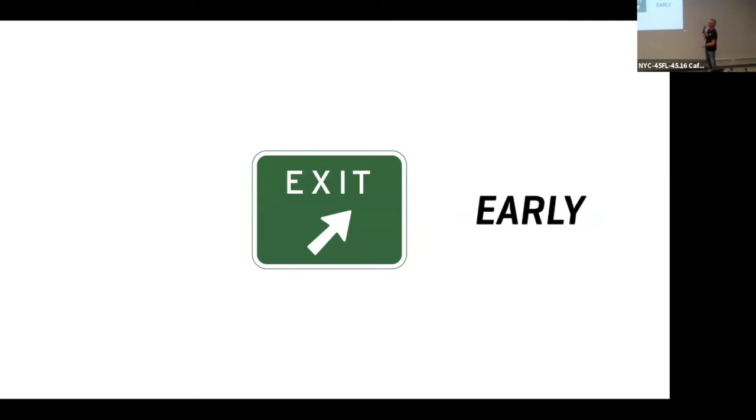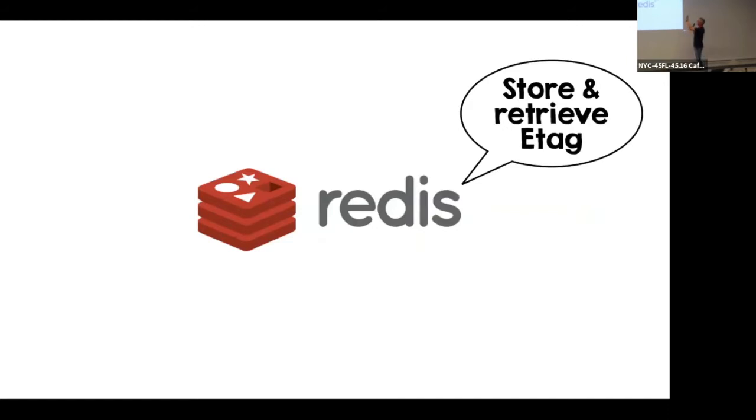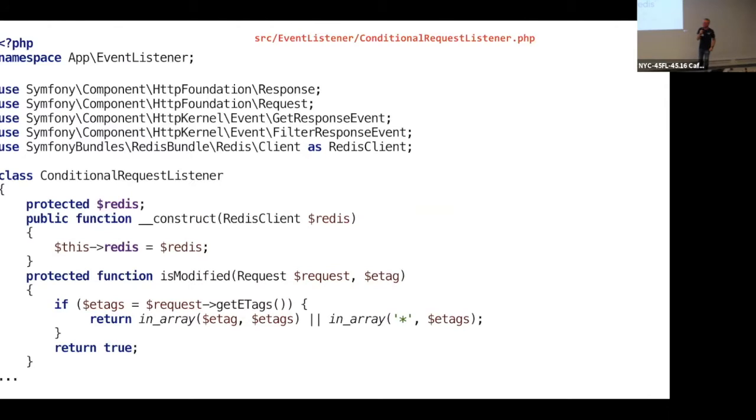In my example application, I store my e-tags in Redis. And I just have a listener. So that's what I mean with non-intrusive code. I just have a listener that takes Redis as a dependency and that has an isModified method, which just recycles some Symfony router logic that takes your request and gets the e-tags from it, meaning it looks at an If-None-Match header and then decides: has it changed or has it not changed? So isModified is true, otherwise false.